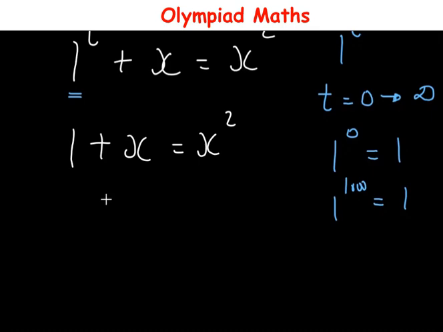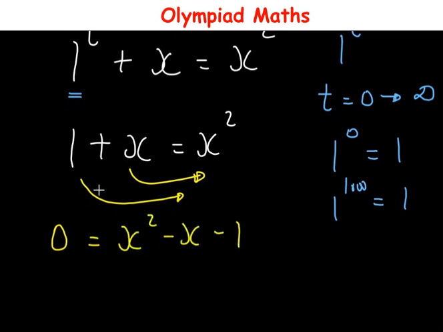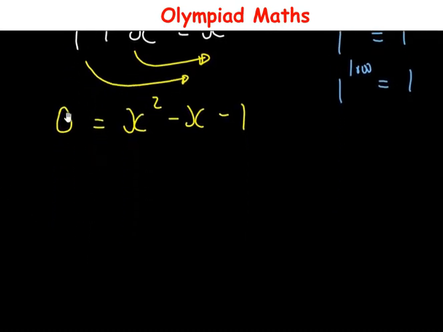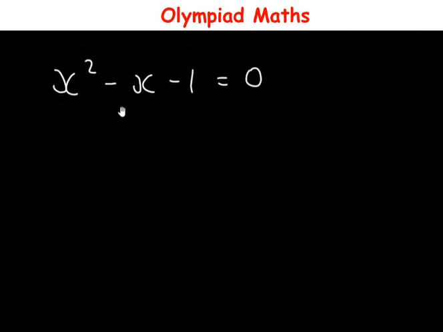Now, at this junction, we are going to move x over to this side and also move 1 over to this side. So here becomes 0 = x^2 - x - 1. Such that if we rearrange this, what we have is x^2 - x - 1 = 0. So looking at this, we have a quadratic equation.